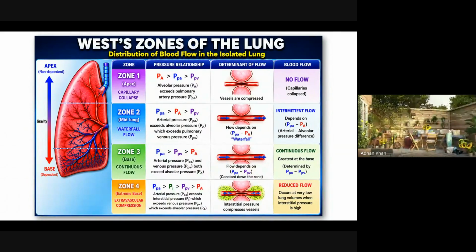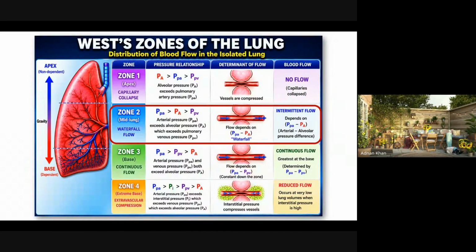These are the West zones of the lungs. In the upright lung, gravity causes pulmonary blood flow to increase progressively from the apex toward the base. This is a very important point that you all should keep in mind. Now, this is zone 1. Zone 1 is the apex of the lungs and has little or no blood flow because alveolar pressure exceeds the vascular pressure. Here, the capillaries collapse and there is no flow.